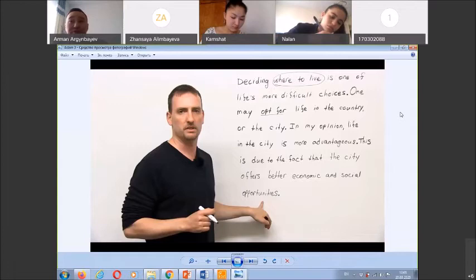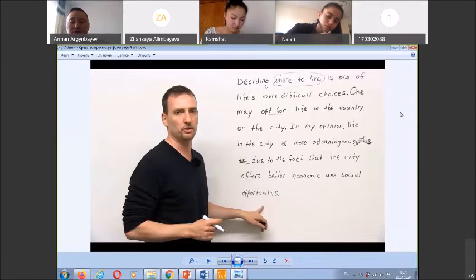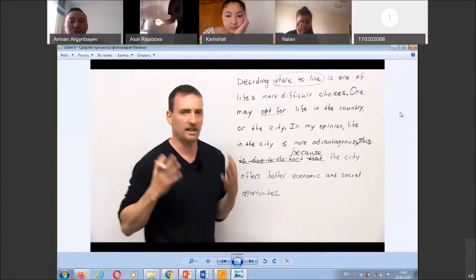Actually, Adam shows this here as well. So he says that we should join the sentence. The longer the sentence sometimes is better, but don't use it all the time. So here is a compound sentence, complex sentence. He reduced it even more, made it shorter. In my opinion, life in the city is more advantageous because the city offers better opportunities, and so on.